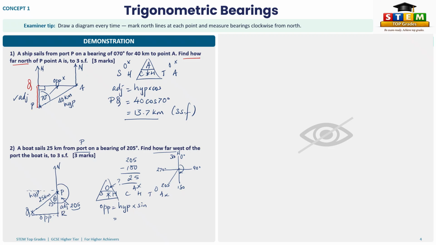Okay, so let's call that r. So distance QR, which is how far west from P. That means hypotenuse is 25, and then multiplied by the sine of the angle, which is 25 degrees. Okay, 25 sine 25 gives us 10.6 kilometers, and that's the distance on the western side, going west.